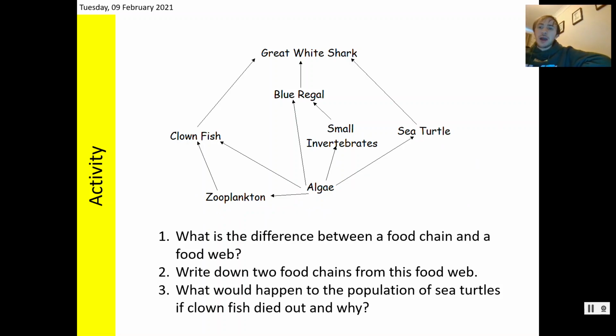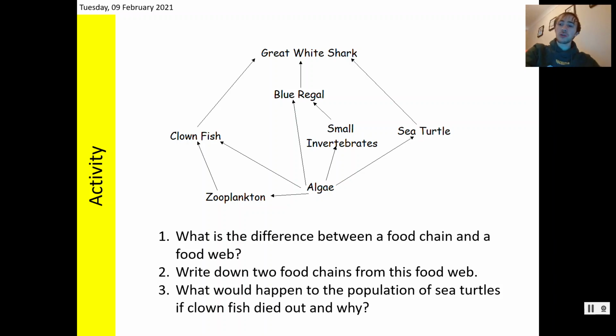Also, if the clownfish die out, the great white sharks will have less food, so maybe they hunt down more sea turtles. So maybe the sea turtles are wiped out by the great white sharks, so maybe they go down. And you can see there are even more weird examples, like maybe if the clownfish die out, there'll be less food for the great white sharks, so they might eat all the blue regals. If the blue regals are all eaten, then there might be more small invertebrates, so there might be less algae, so there might be fewer sea turtles.